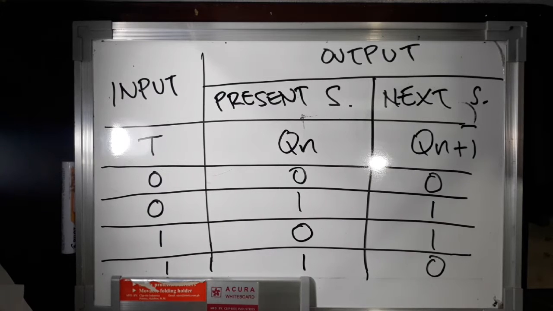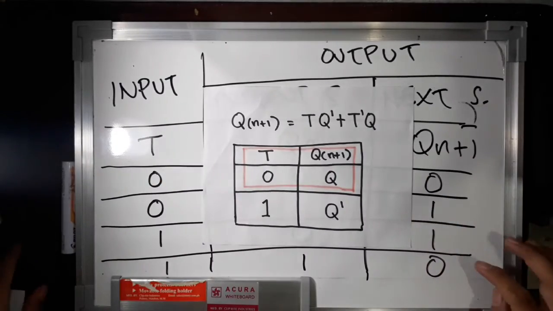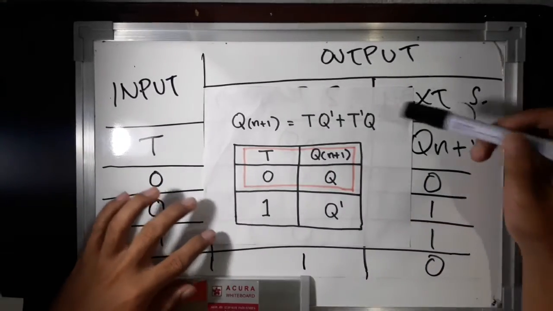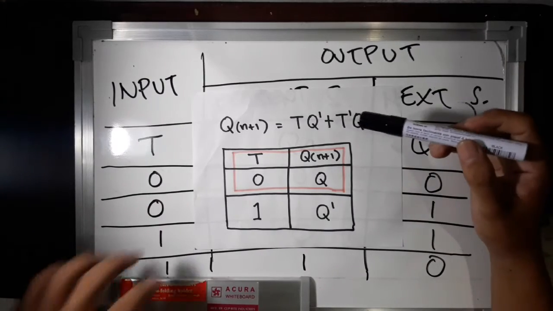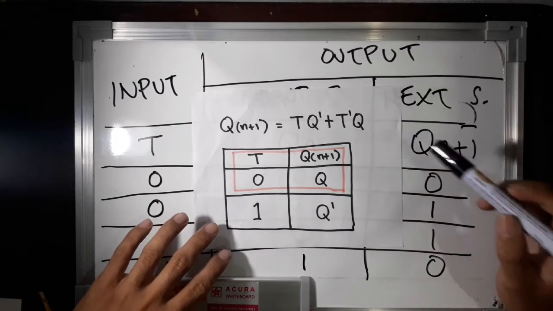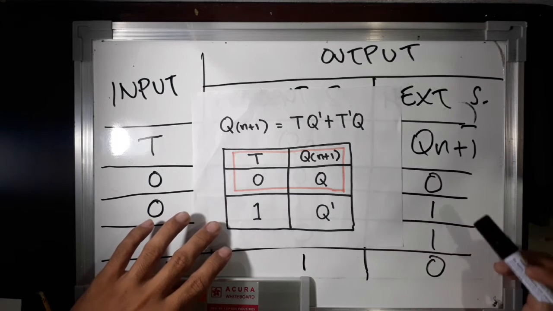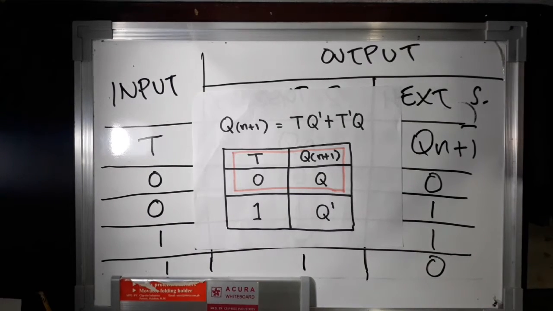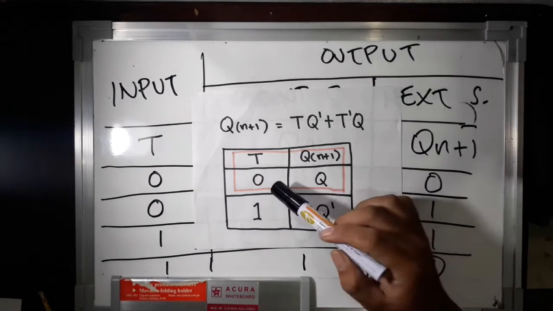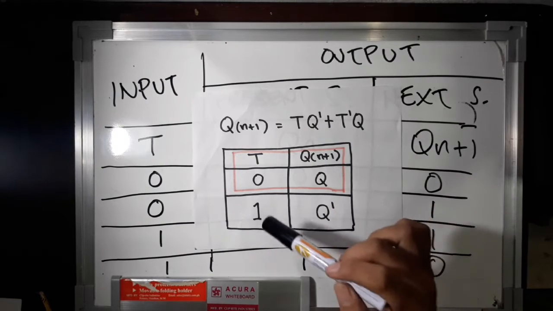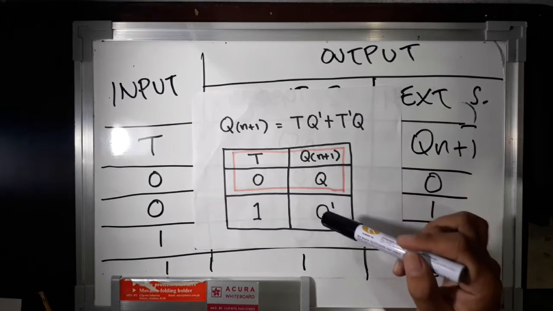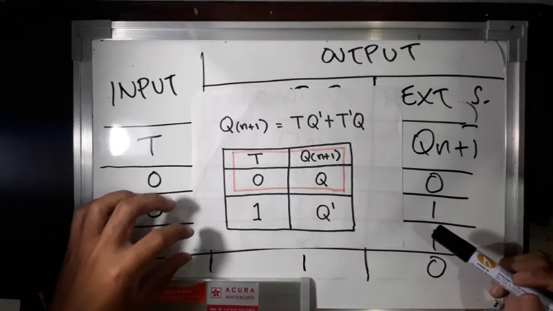From the truth table, the characteristic equation can be derived. Q next is equal to the sum of T multiplied by Q prime and T prime multiplied by Q. If we substitute 0 for T, then we get Q. And if we substitute 1 for T, then we have Q prime.